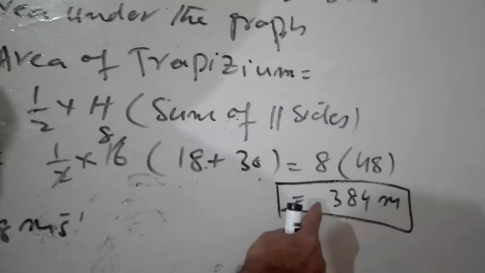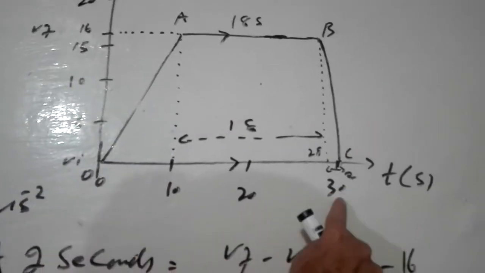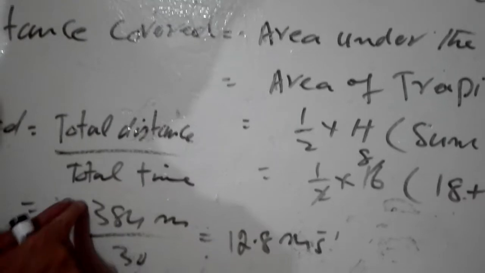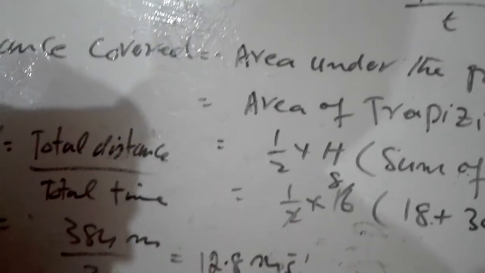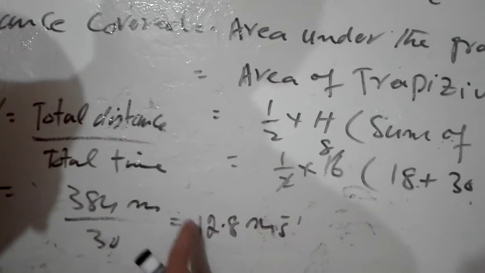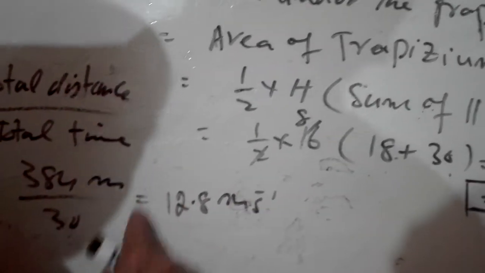So what is the total distance he has covered during the whole journey? We have found 384 meter, so put the value 384. What is the total time taken? From 0 to 30, so put the value 30. Divide this, we will get 12.8 meter per second as the unit of speed. So this is the answer for average speed, 12.8 meter per second.